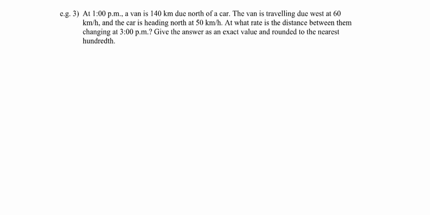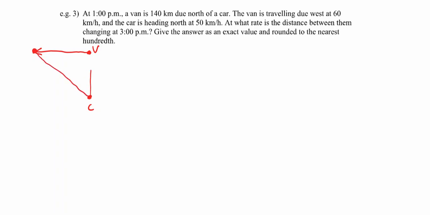So we've got a car, C. And then it says due north of that, we've got a van. The van's traveling west at 60 kilometers an hour, so this van is moving this way. And the car is moving, where does it say that again? Yeah, moving north, so the car is moving this way. Do you guys see what's happening here? The distance between them is what we're after. So we're making a little right angle triangle out of this.